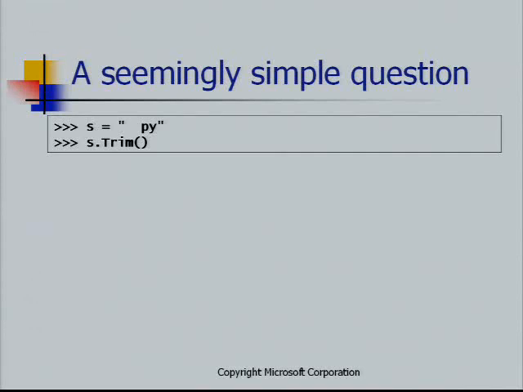Okay, and I'm going to, let's see, do this very quickly. Simple question. So I have a string here, and I call a trim method on it. Anybody who's a .NET programmer know what that should do?